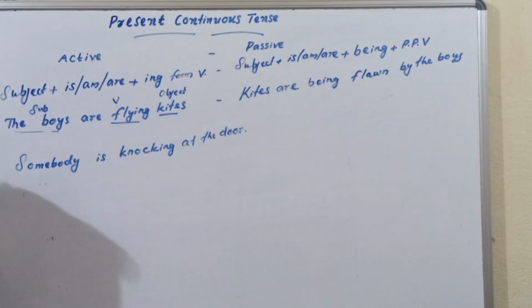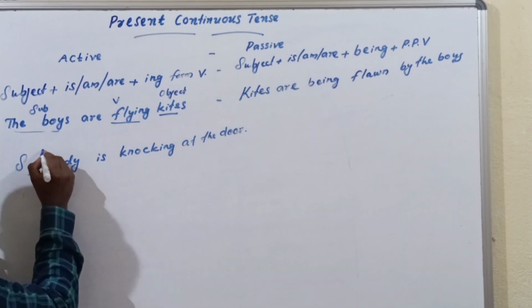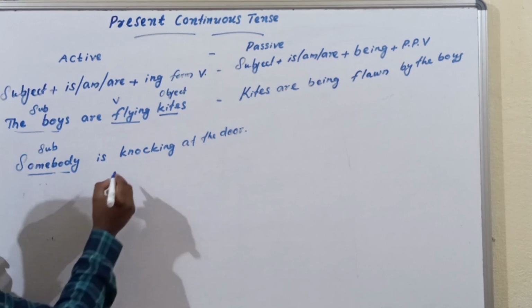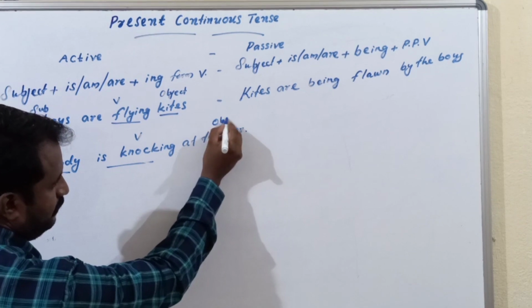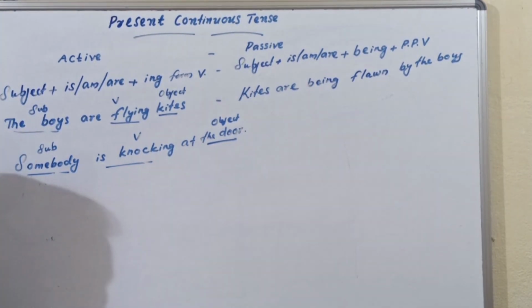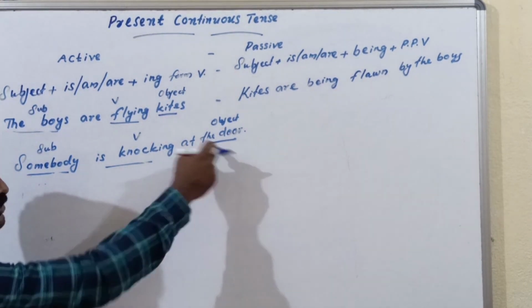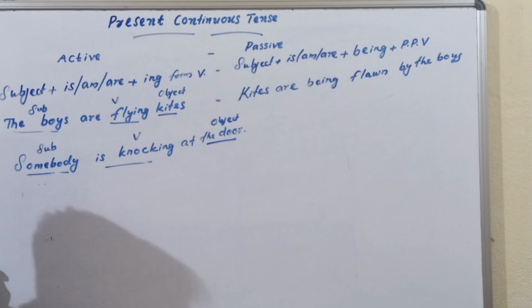And we don't know who is knocking the door. Somebody. But because of active subject, the subject is compulsory, and it is the subject, knocking is the verb, and the door is the object. Here we can see that in active the object is the door. Where is it knocking? On the door. Right? Knocking at the door.